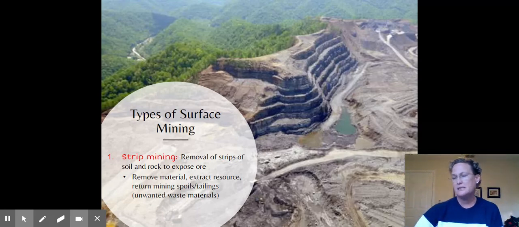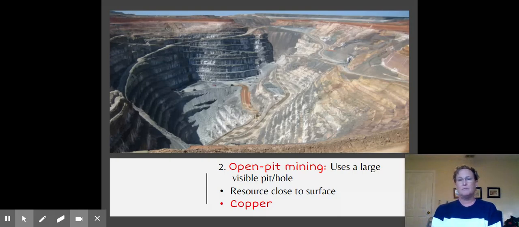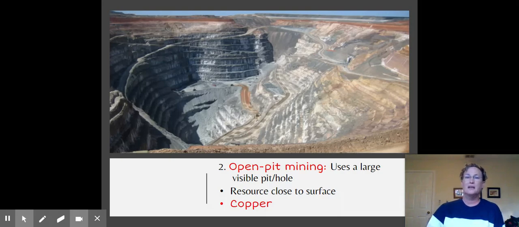Okay, so you're writing these down in the types of surface mining. Number one is strip mining. And so mostly this is used for coal and for sand. Open pit mining uses large visible pits or holes. This is used when the resource is closer to the surface, like copper. So you dig these amazing, enormous pits. They're really impressive to look at.